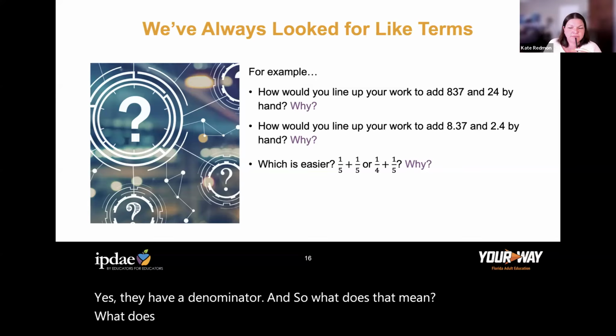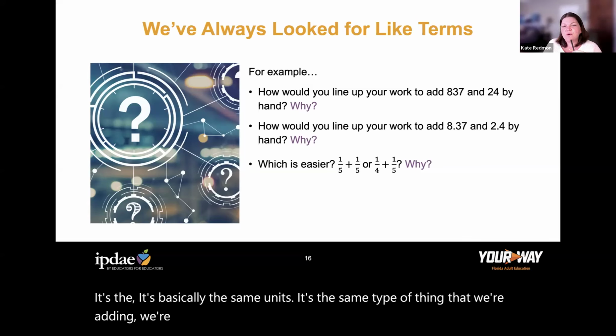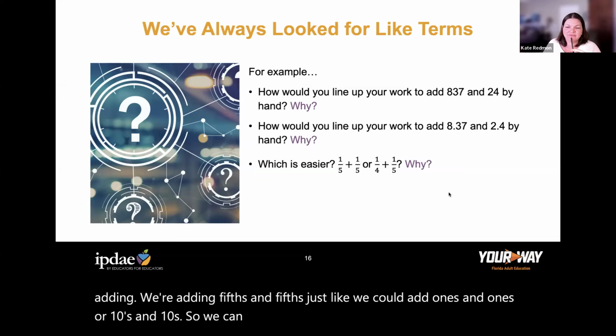Why does that make it simpler? It's basically the same units. It's the same type of thing that we're adding. We're adding fifths and fifths. Just like we could add ones and ones or tens and tens, we can add fifths and fifths. Nice.